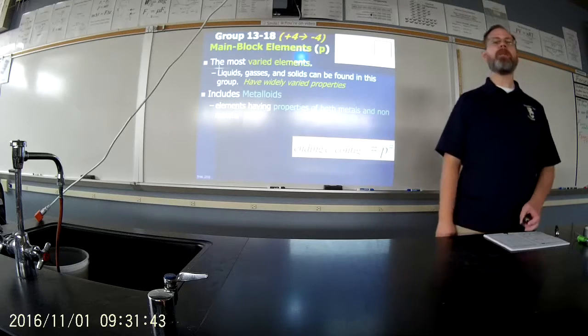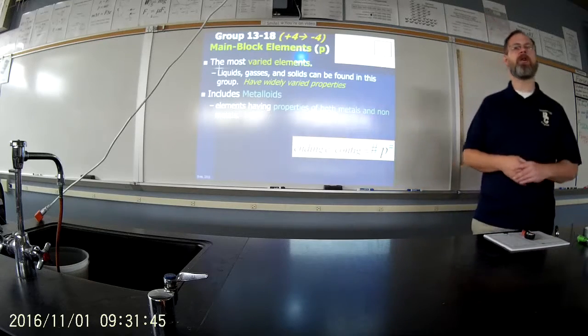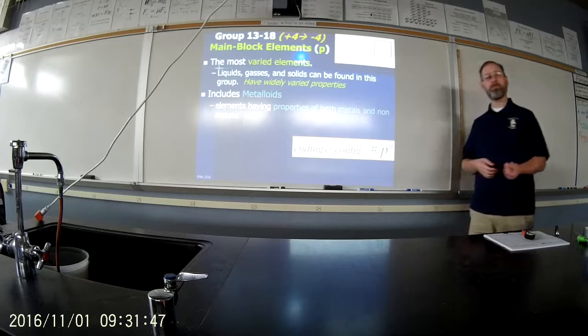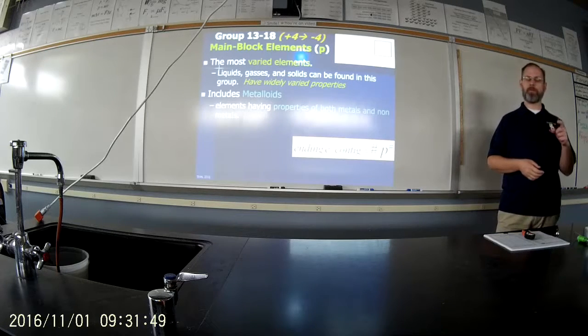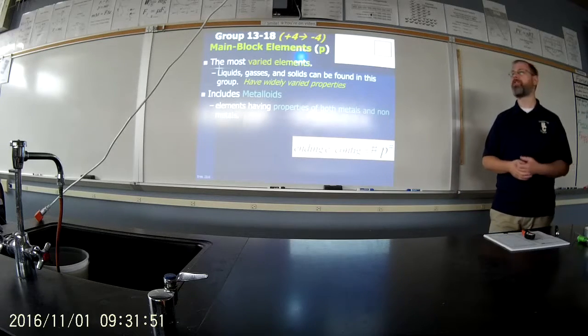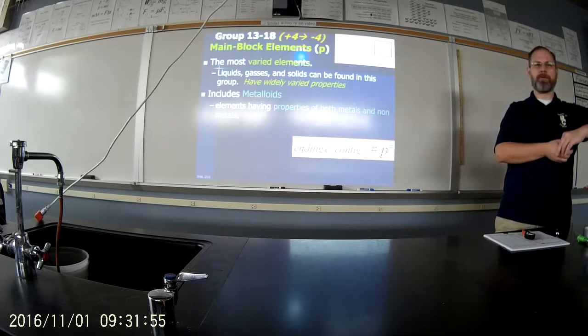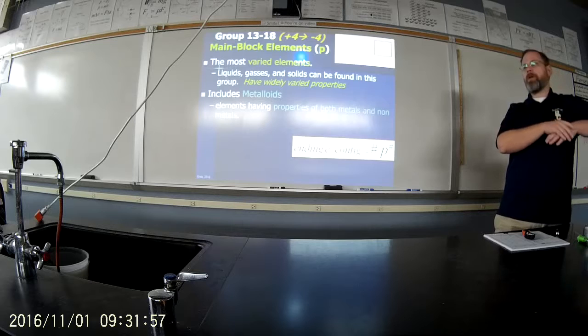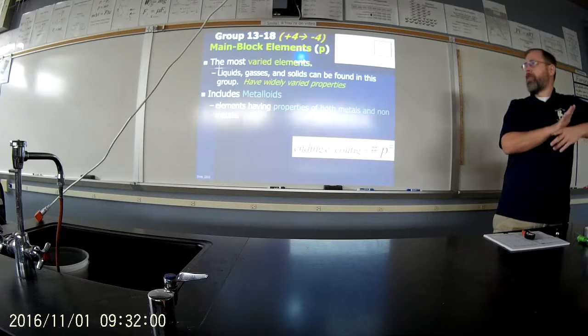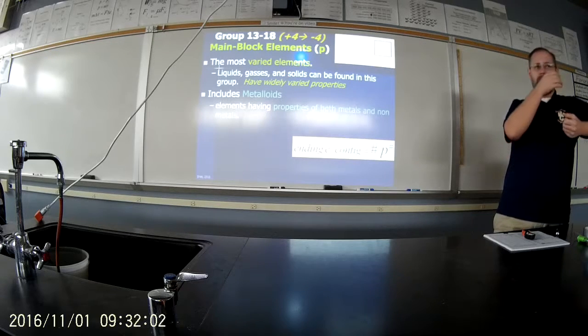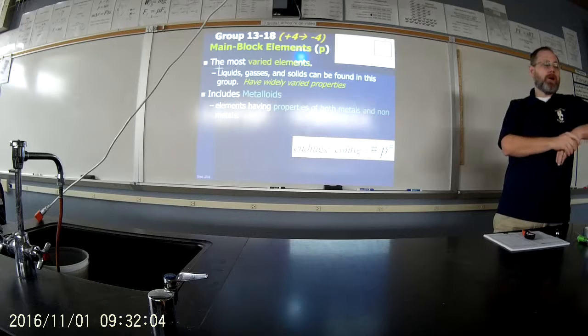This is where we find the metalloids. Metalloids, also called semimetals, not to be confused with precious metals. Semimetals or metalloids are elements that have properties of both metals and nonmetals. Silicon, germanium, antimony, arsenic, these are our metalloids.